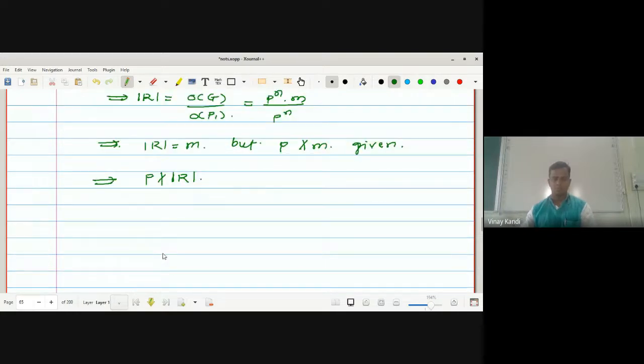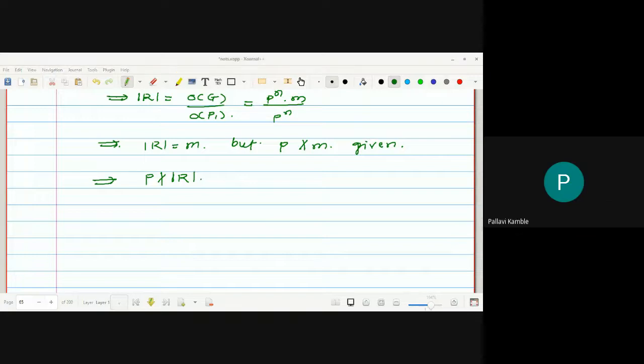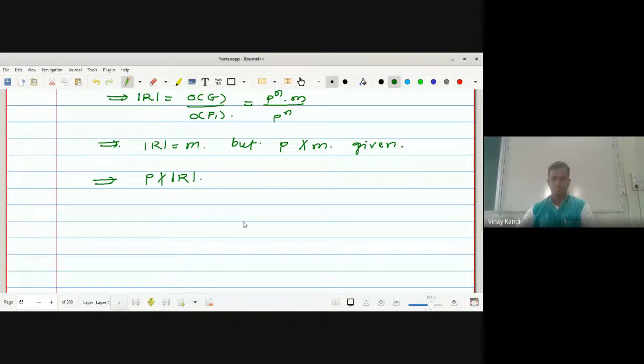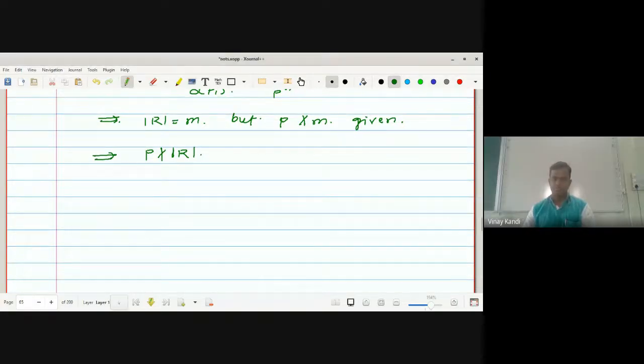Yes, sir. p does not divide order of R. So this implies order of R^p2 is not equal to 0. How did I write this statement? Order of R^p2 is not equal to 0.